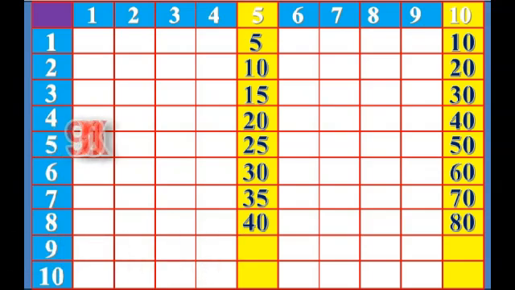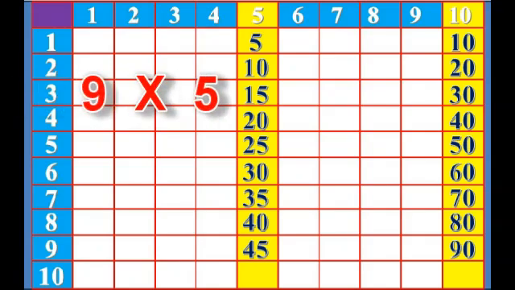What is 9 times 10? 9 times 10 is equal to 90. What is half of 90? Half of 90 is 45, and it is actually 9 times 5.